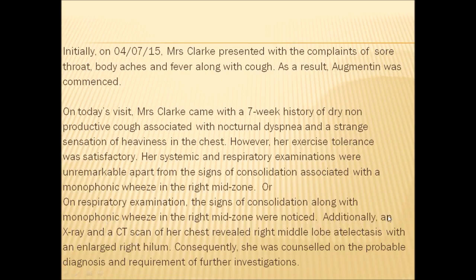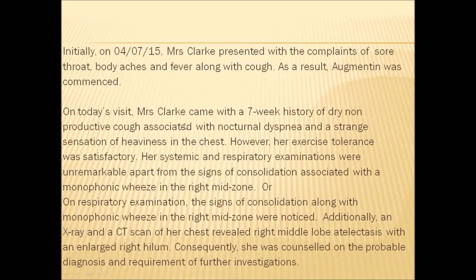So that's why I have mentioned that an X-ray and a CT scan of her chest revealed right middle lobe atelectasis with an enlarged right hilum. Okay, so these signs are suggestive of bronchogenic carcinoma. You can mention that here as well, but I haven't mentioned it, because we have already mentioned the diagnosis in the introductory paragraph.